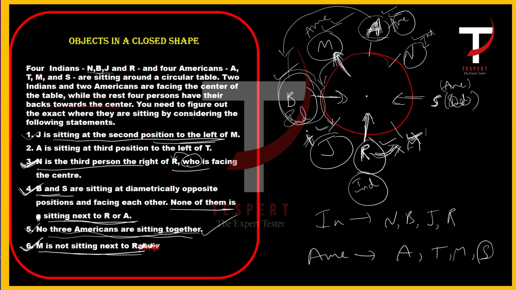And A is sitting at the third position to the left of T. Consider this. Where is A here? A is sitting third from left of T. So here T, M already appeared there. So T will be here. So A is sitting third to left of T. So T must be away from the center, because if T is away from the center, then A will be third left. This is first left, second left and third left, which is A. Right?